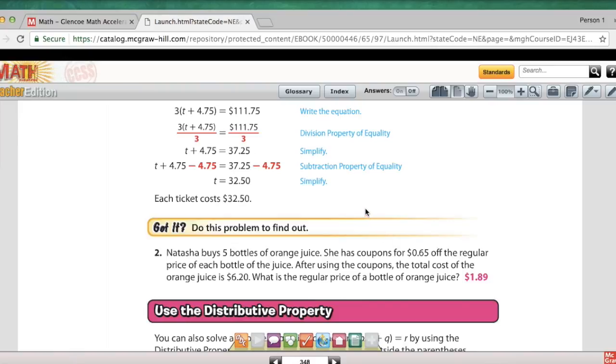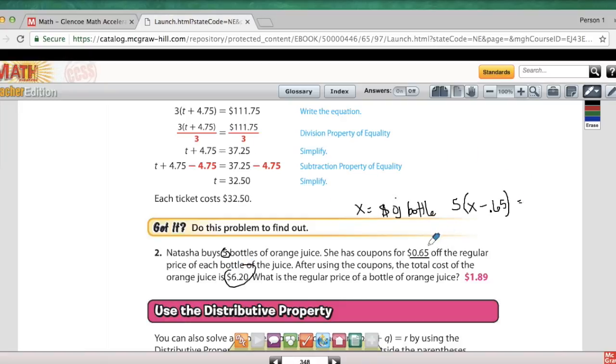So x is going to be equal to the regular price of the orange juice. So x dollars is the price of an OJ bottle. And if we knew the regular price of the OJ bottle, we would take away 65 cents because she has a 65-cent off coupon for each bottle. And that's the price of one bottle, but we knew she bought 5 bottles of the juice right there. And then we know she spent $6.20.